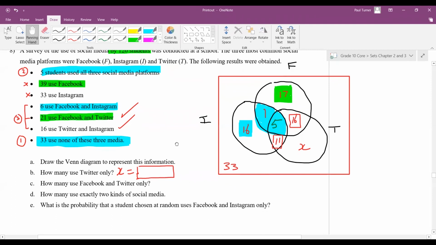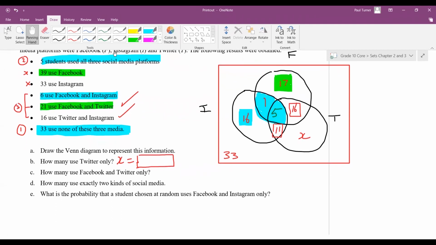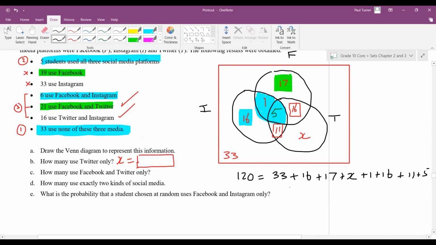So if you write them all out, 120 is the sum of all these numbers. When I do it, I normally write the outside one first, 33, and I write the outside circle. So 16 plus 17 plus X. And then I write the inside 1, 16, 11. And the middle is 5. I put that last. But it's up to you how you do that. So what do you get for X then? Anyone?